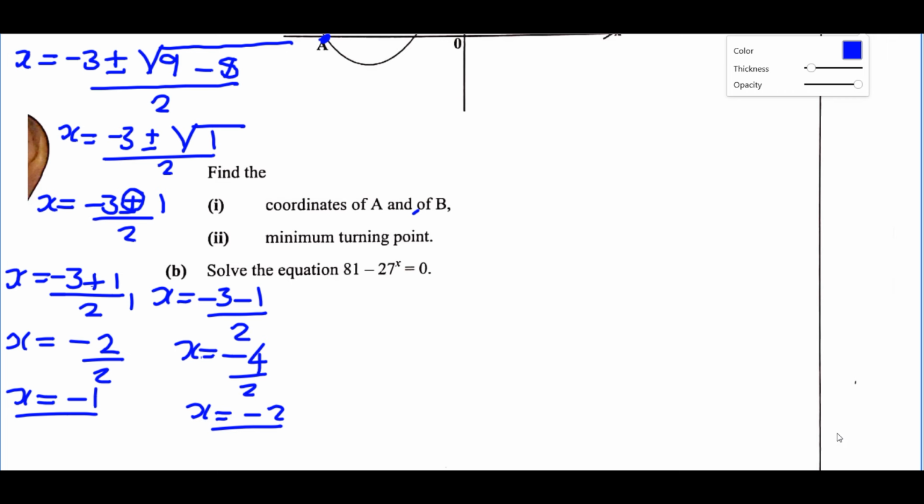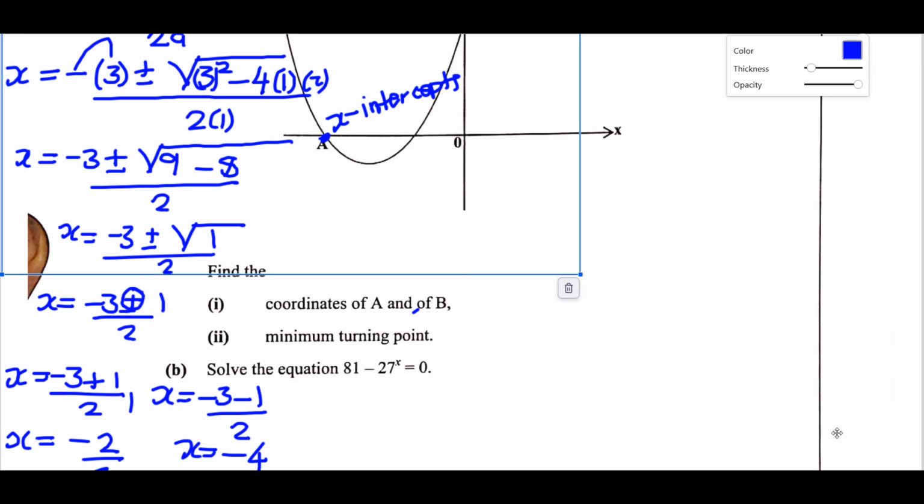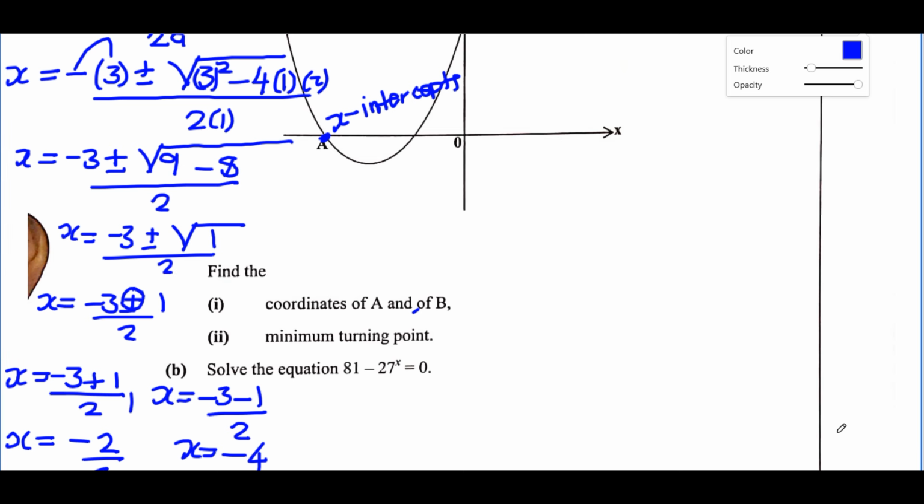So the two x-intercepts are negative 1 and negative 2. And it's making sense, as we can see, because the graph is cutting the x-axis on the negative values. Now from there, we can see that this will be negative 1, this will be negative 2. Therefore, A will have negative 2, 0. So we are done with the values of A.